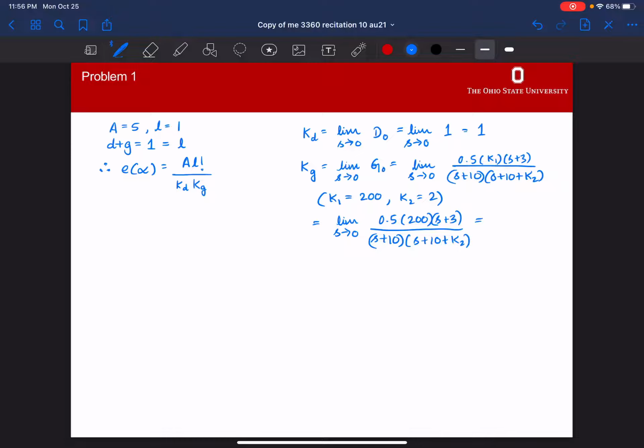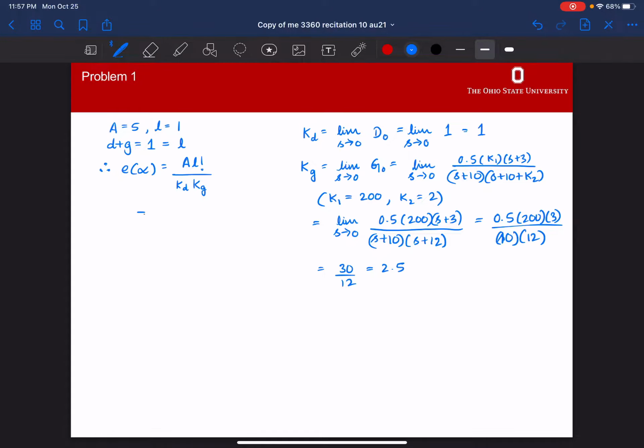And now finally, let's set our limit for s tending to 0, which would basically imply that this s here drops, this drops, this also drops. Sorry, I should have simplified this. So when you plug in the value of k2, it would be s plus 12. And our final term here would be 0.5 times 200 times 3 times 10 times 12. Simplifying this would give us 30 by 12, which is nothing but 2.5.